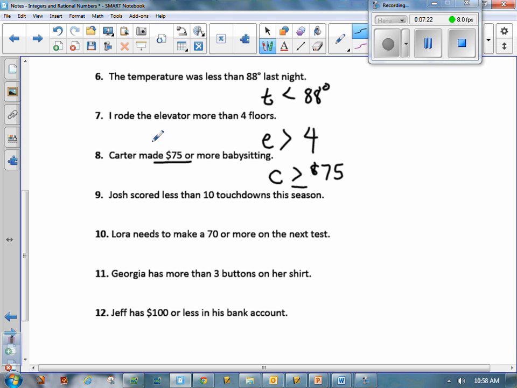I want you to pause the video, take a couple of minutes, and translate 9 through 12 into an inequality. When you're finished, this is the lesson of inequalities.